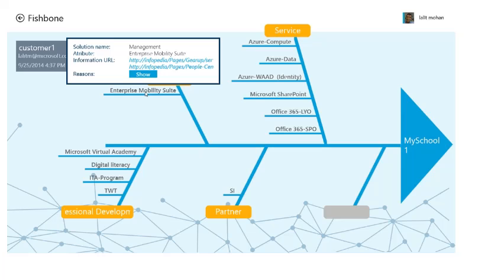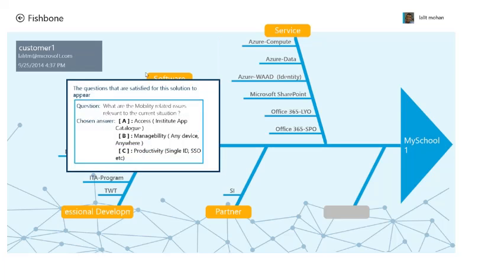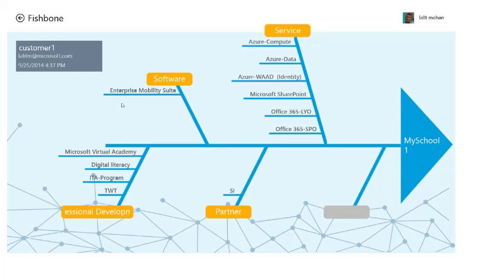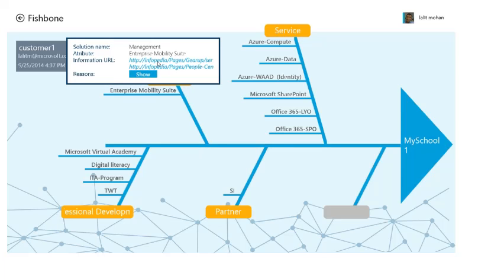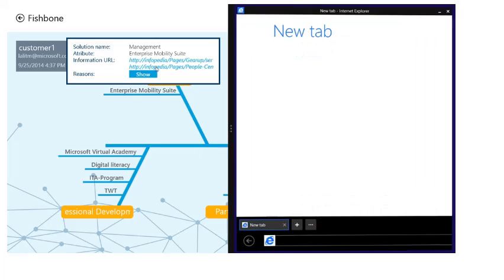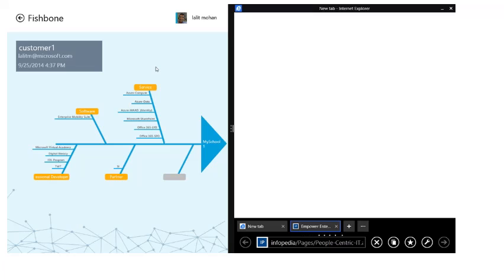For example, Enterprise Mobility Suite. This was suggested because Customer 1 is dealing with mobility related challenges for access and management. The seller can launch a detailed website giving all the details necessary for him to put together a solution.